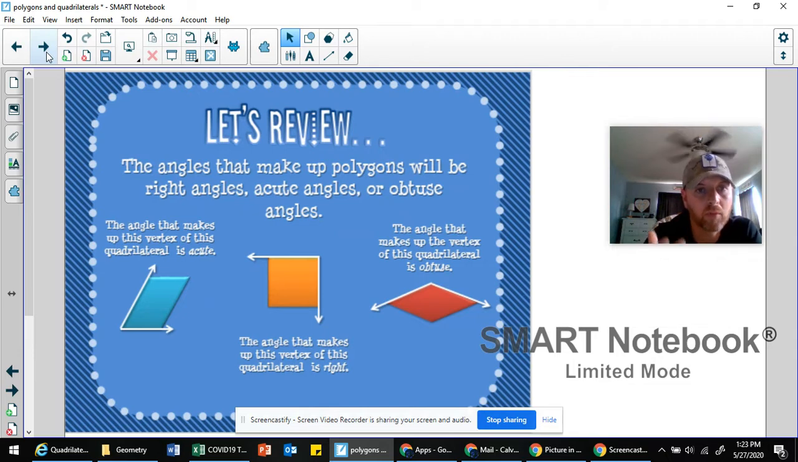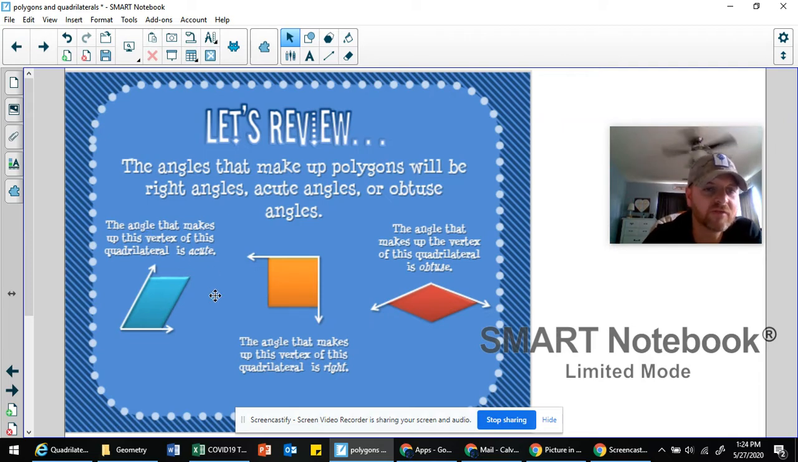All right, so more review. The angles that make up polygons will be right angles, acute angles, or obtuse angles. Now you understand why you need to watch the first video first. So here's some examples. Notice the angles in each shape that are highlighted in white.